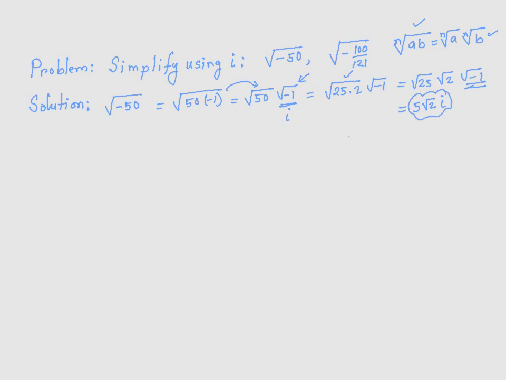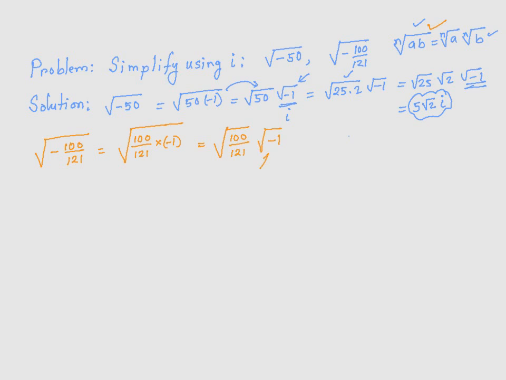Now for the other one, this is what we've got: the square root of negative 100 over 121, which by the way is the same as the square root of 100 over 121 times negative 1, all under the square root. Then again using this rule, the product rule for radicals, I could break it down to the square root of 100 over 121 times the square root of negative 1.